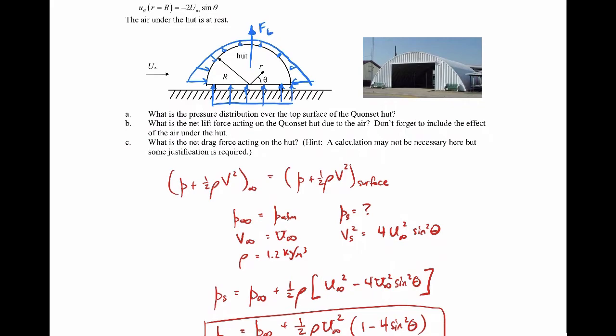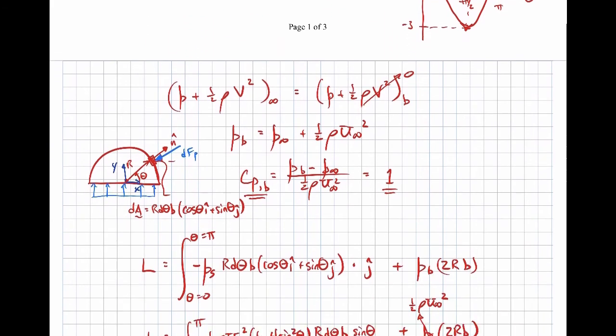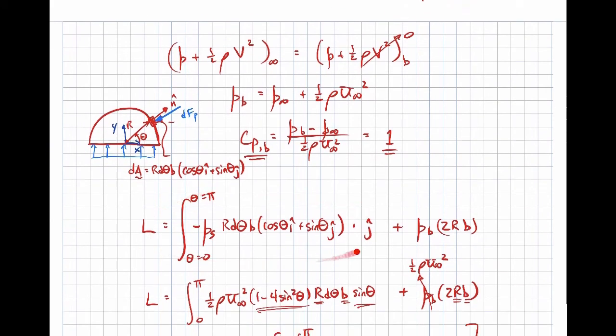The last part of the problem is to find the net drag force acting on the hut. There are two ways you could do this. The first way is you could do the same approach as what we have here, but just dot product this with the i hat, so you get the horizontal component. So this is still the pressure force on the top surface, and then when you dot product it with the i hat, you get the horizontal component.